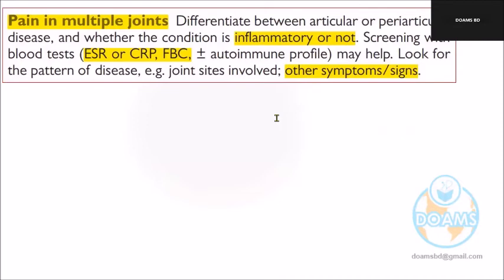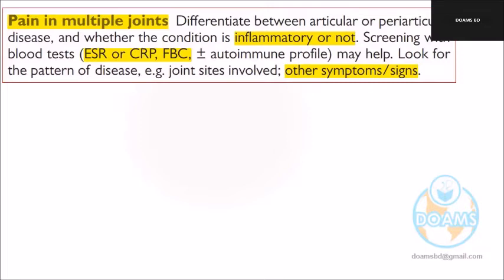Now, if a patient presents with multiple joints, again the theme is as before, what we discussed in pain in a single joint. It is articular pain or periarticular problem. Usually multiple joint pains will be joint disease, so there will be less confusion about whether there is a periarticular problem or not. A periarticular problem will create confusion if the patient presents with a single joint. But in multiple joint problems, more likely this is a joint problem.